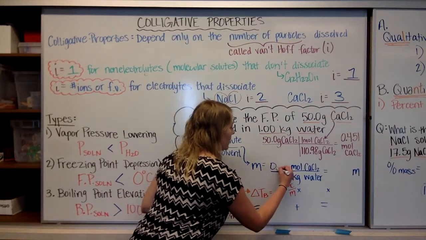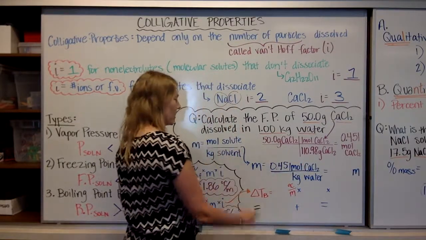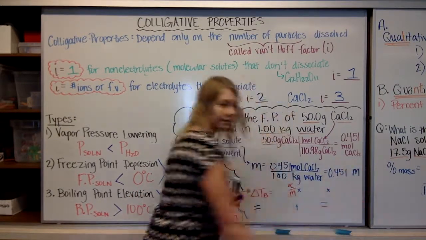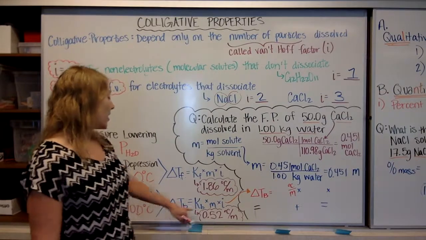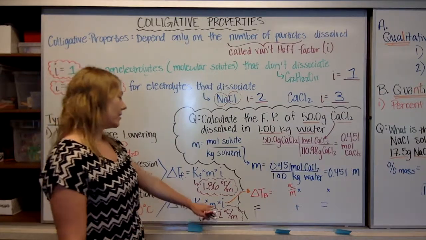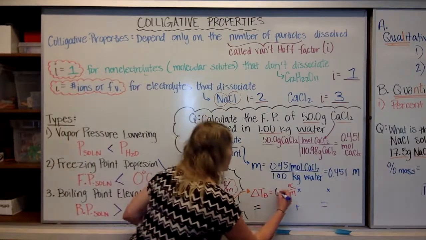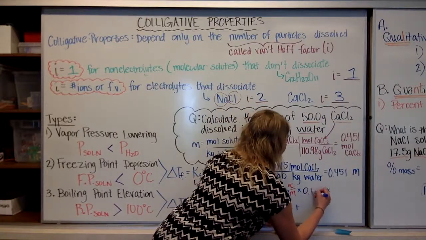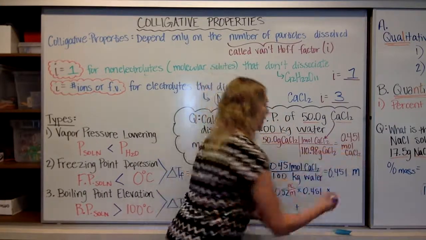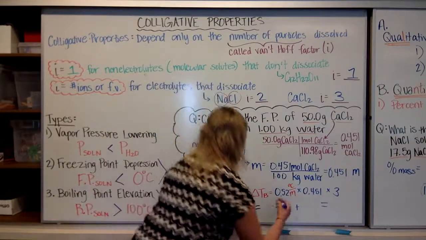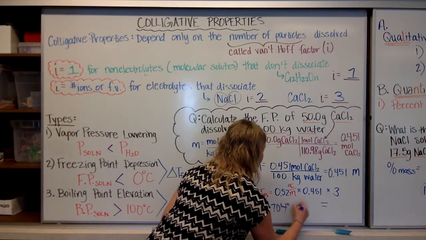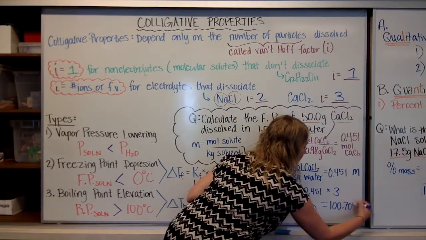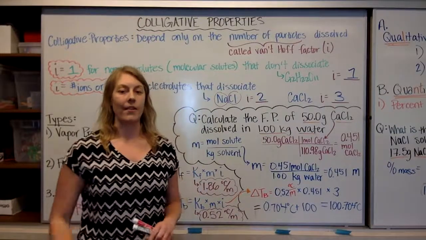Now we can find molality. We have 0.451 moles of the solute divided by 1 kilogram of water, so we get 0.451. All right? Then we can plug it into our boiling point elevation formula. So Kb is 0.52 degrees Celsius per molal. Our molality is 0.451. And there are 3 ions, so i is 3. And we get 0.704 degrees Celsius. Add that to 100, and the new boiling point is 100.704.